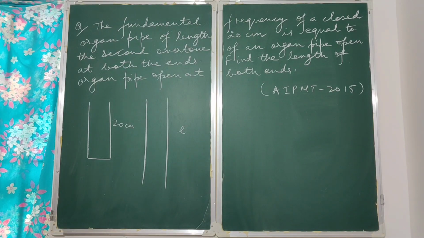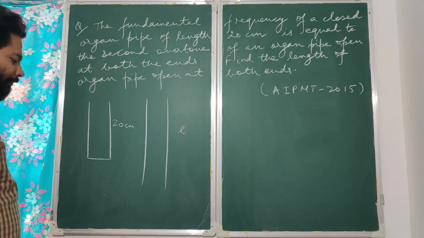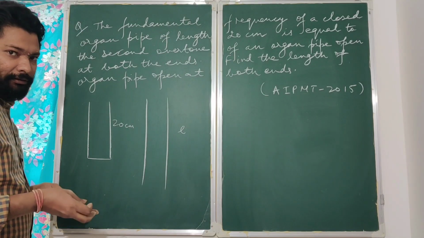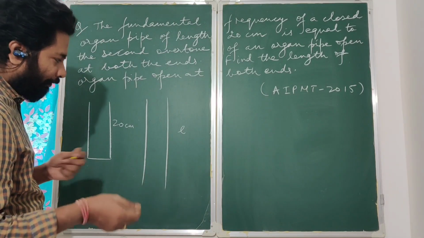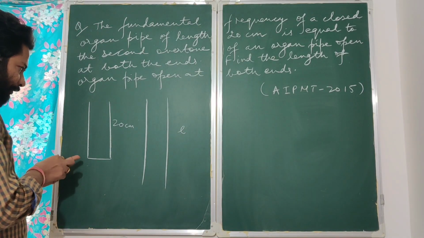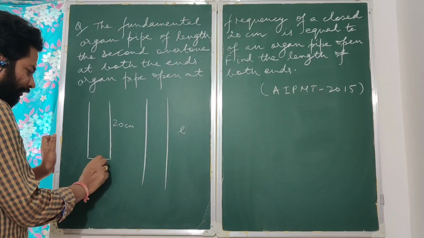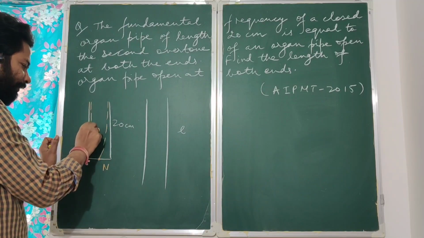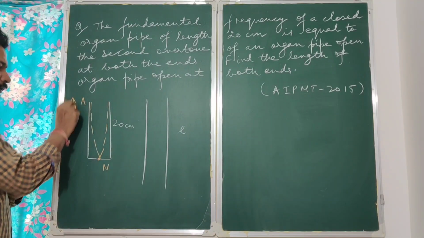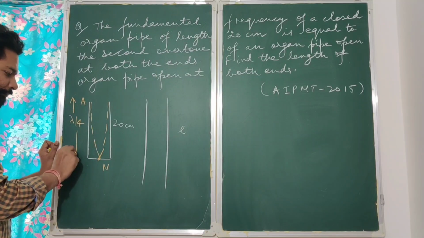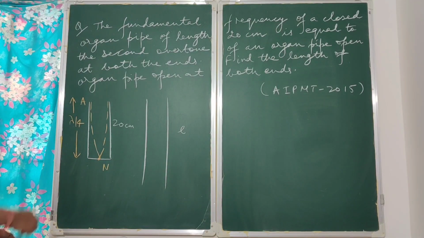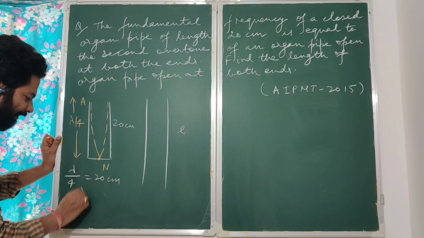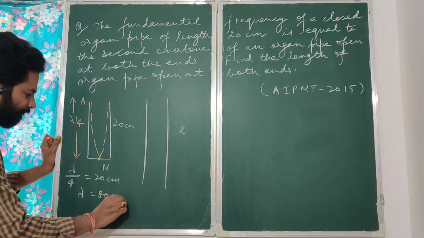So the fundamental frequency in closed organ pipe. What is fundamental frequency of closed organ pipe? If you are not able to recapitulate how we get that, I'll just do it for you. The closed end always will act as a node and open one will act as antinode. The distance between node and antinode is always lambda by 4. So we can write lambda by 4 is equal to 20 centimeter. So what is wavelength? 80 centimeter.